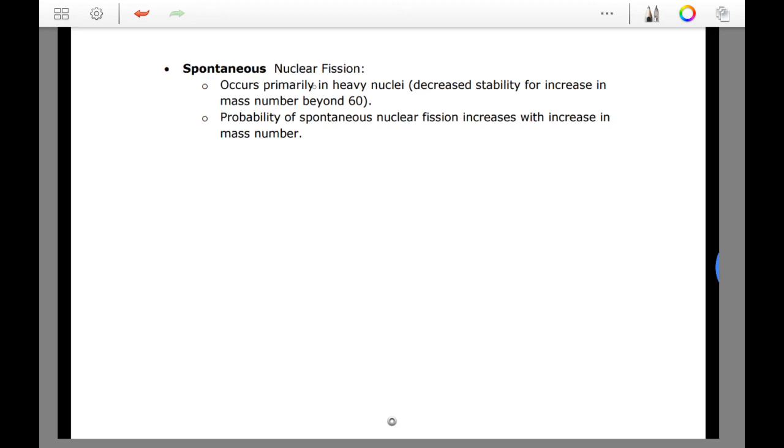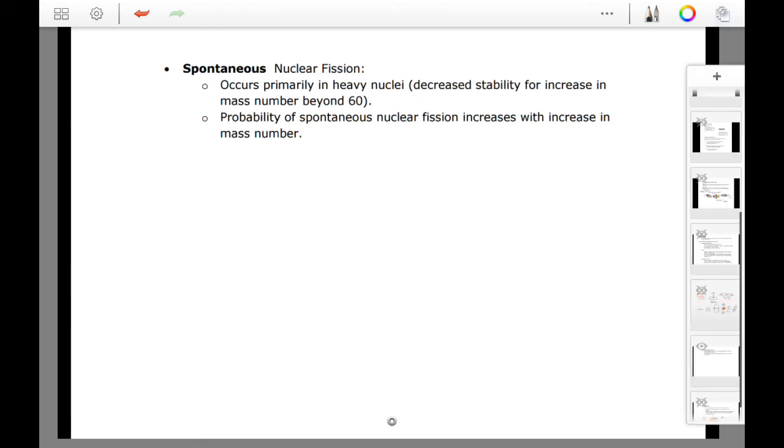And so just very briefly, like I said, nuclear fission can either be spontaneous or induced. Spontaneous nuclear fission occurs primarily in heavier nuclei because these heavy nuclei have decreased stability. This decrease in stability occurs right around mass number 60. So once you consider nuclei with a mass number larger than 60, there's a higher probability of undergoing spontaneous nuclear fission.